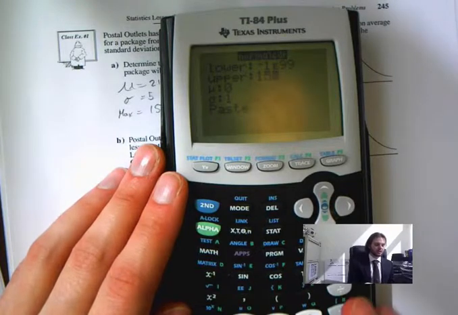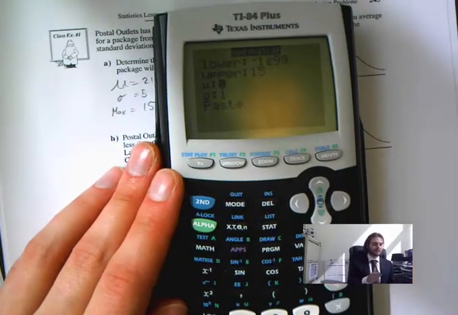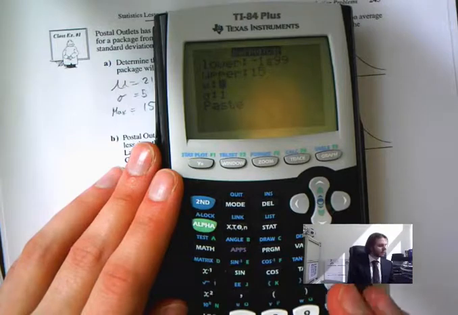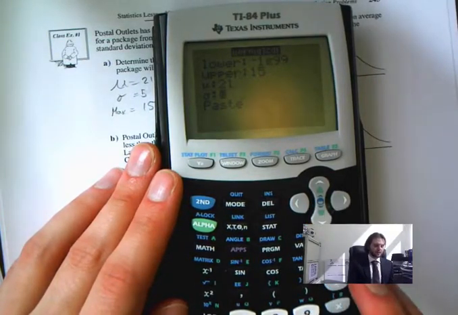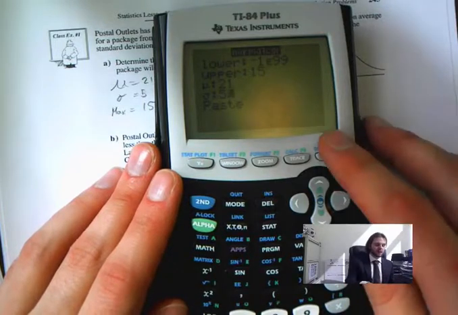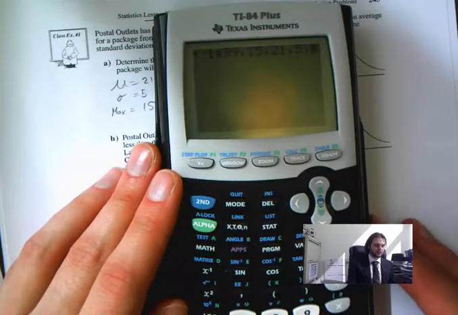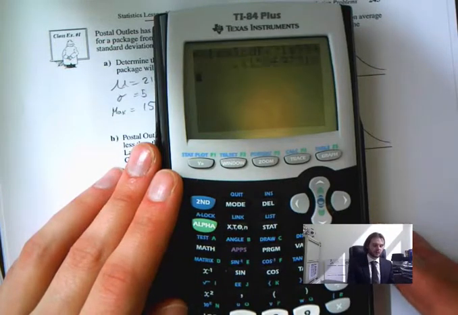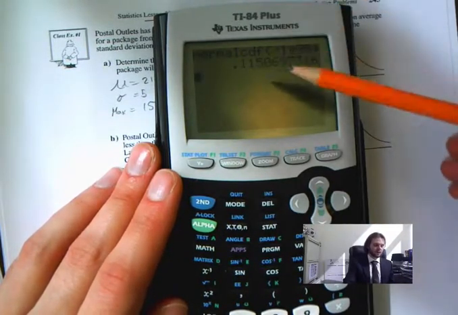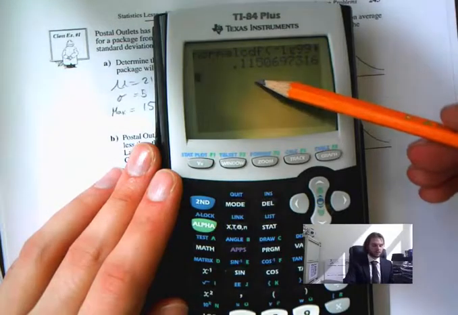That's my max, because we want everything less than that. My mean, we said, was 21, 3 weeks. My standard deviation is 5. And I'm going to graph it. So I get something like that. Now, let's take a look at this. I end up getting 0.115.